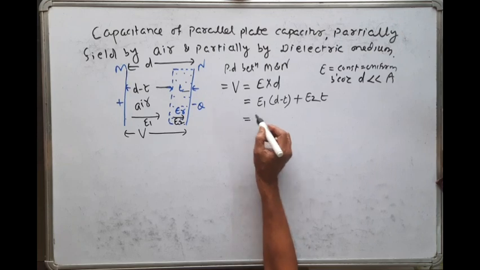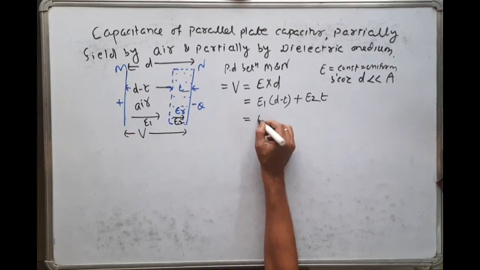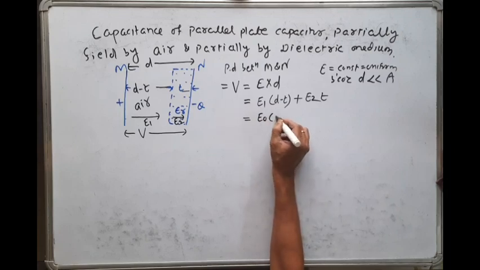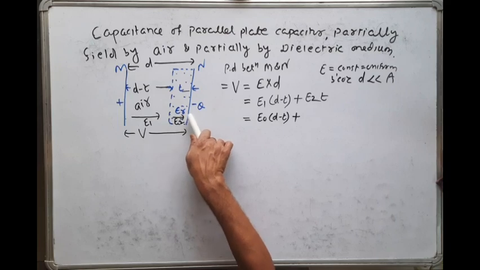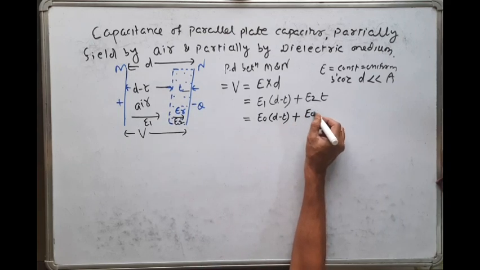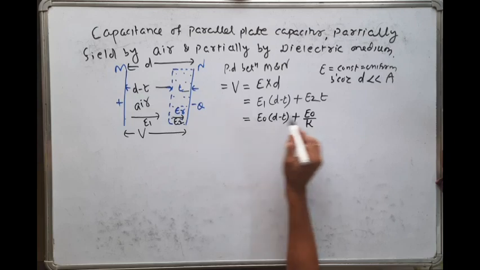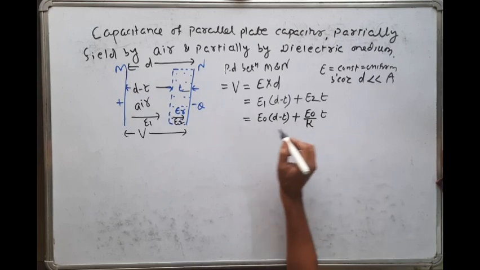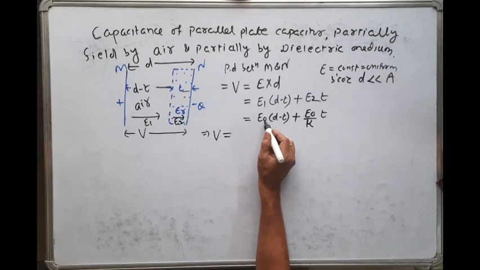So that implies, in the air gap, the electric field intensity E1 is taken to be E0 into D minus T, plus in the dielectric medium, the electric field intensity is nothing but the net electric field intensity in the dielectric medium, which we have already discussed. It is E0 by K. So E2 is equal to E0 by K into T. So that implies V is equal to, what is E0? It is the electric field intensity developed in the air.